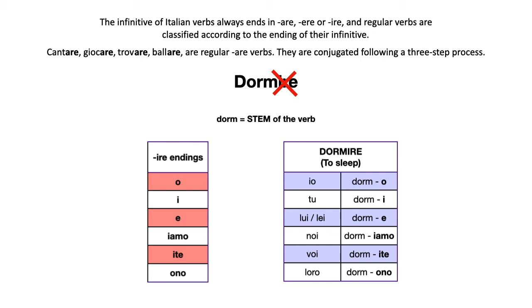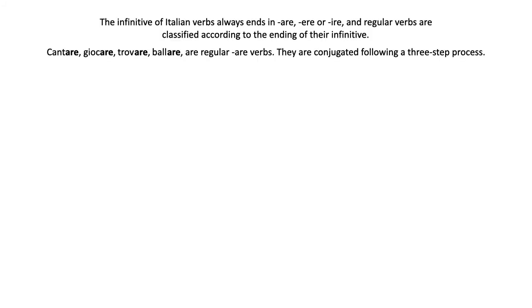Okay, so we have done are verbs, ere verbs, and ire verbs, but we also have a little subset of ire verbs which are slightly different, right? Those are the isc verbs, like capire. The procedure is basically the same. We get rid of the ending, we obtain the stem. Sorry, there's a typo here. The stem is, of course, not dorm, but cap, right?